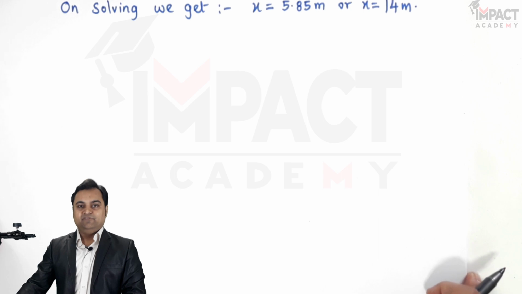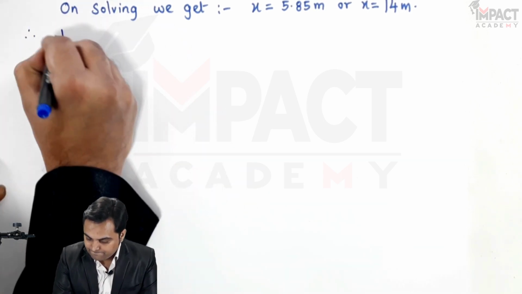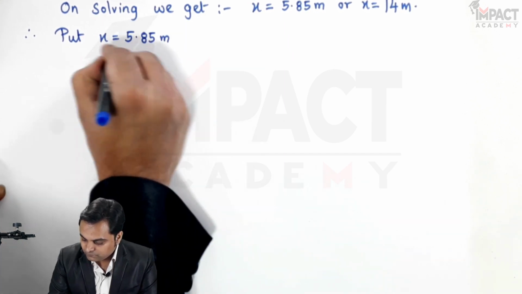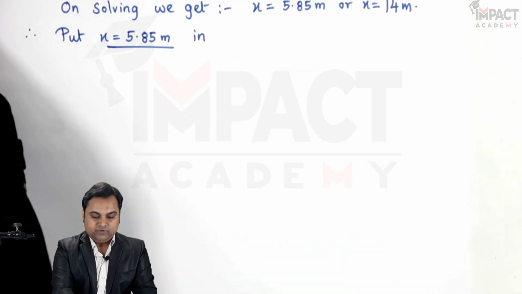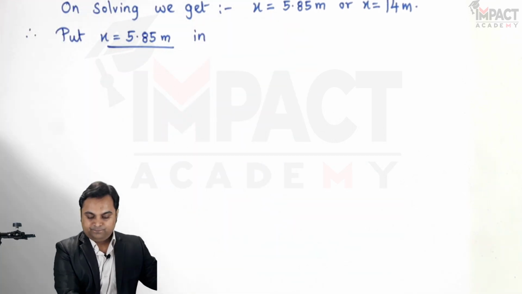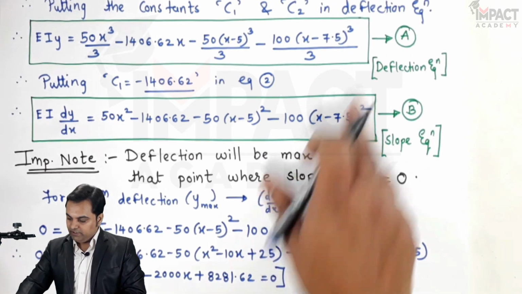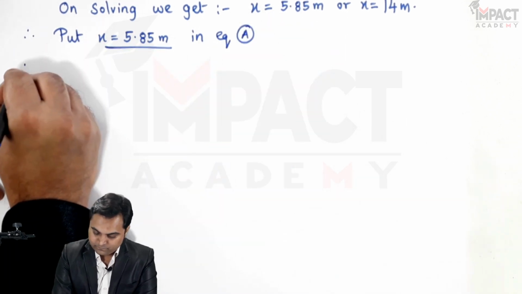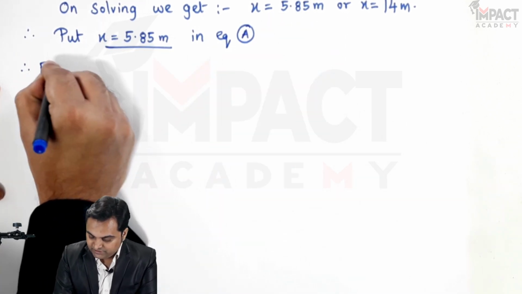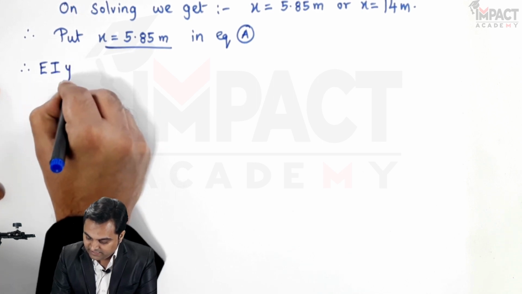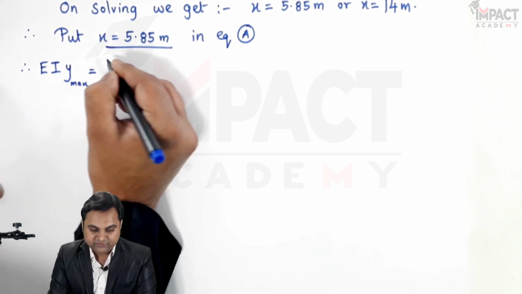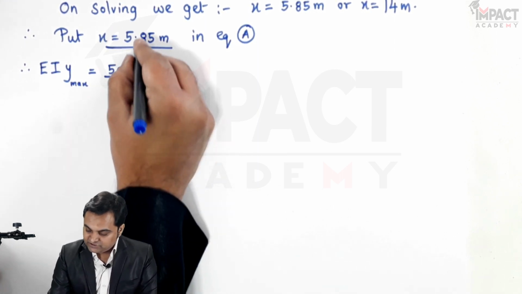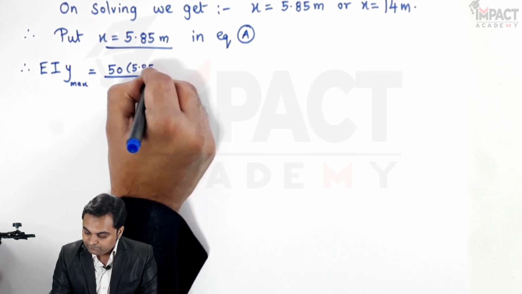So at x is equal to 5.85 meter from left side or point A, there is maximum deflection. Therefore, put x is equal to 5.85 meter in the final deflection equation, which was in equation A. So here the left side of the equation is EI into Y, and here I am adding a suffix, that is Y max, because it is the maximum deflection, and putting the values, it is 50 into x cube, which is 5.85 cube divided by 3.